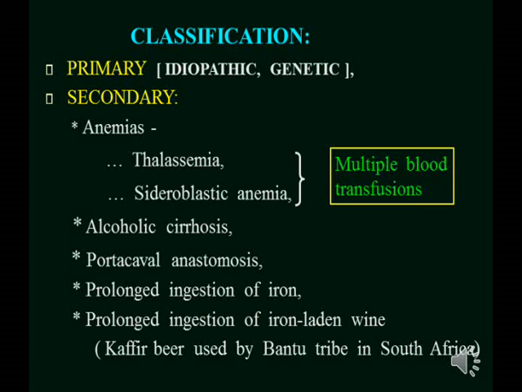One is anemias, especially thalassemias and sideroblastic anemias. Especially thalassemia patients should receive blood transfusion every 6 months, so because of multiple blood transfusions there will be excessive iron overload. Others are patients with alcoholic cirrhosis, portocaval anastomosis, and prolonged ingestion of iron. This secondary type of hemochromatosis is also common among the Bantu tribes in South Africa due to prolonged ingestion of iron-laden wine, which is called Kafir beer.